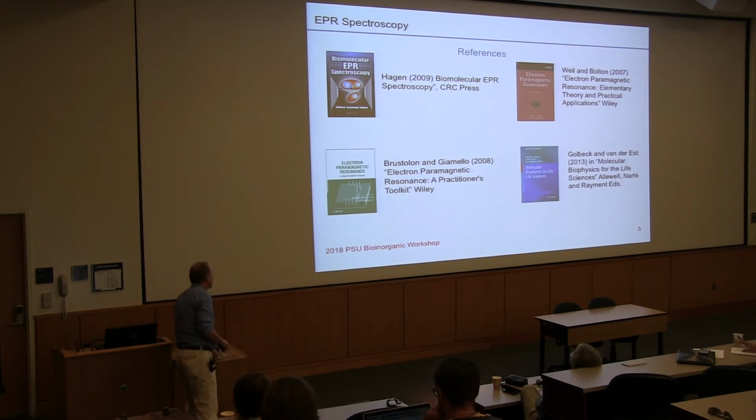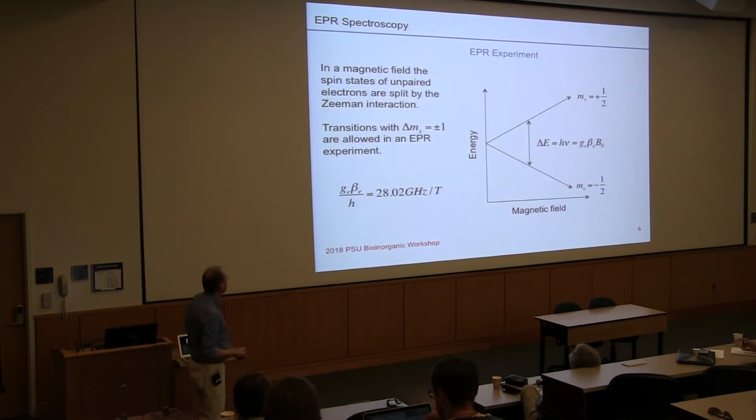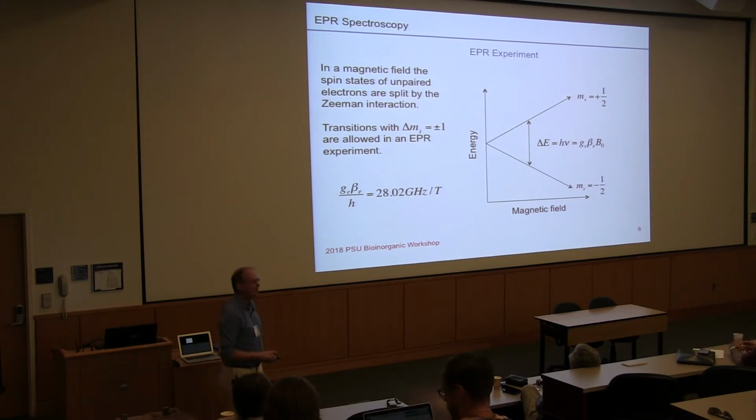All right, so let's get down to business. Starting from the very beginning, if I have a single electron, it of course has a spin quantum number s equal to 1/2, and it has two states associated with the orientation of the spin, m sub s, which can be plus or minus 1/2.